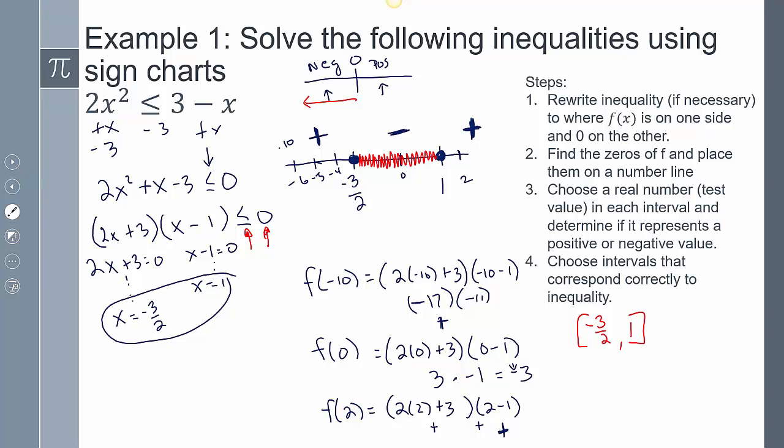And then choose the intervals that correctly correspond to the inequality. So this says numbers that are less than or equal to 0. So the numbers that were less than or equal to 0 are going to be these numbers here. And so that's why my solution is going to be -3/2 and 1.